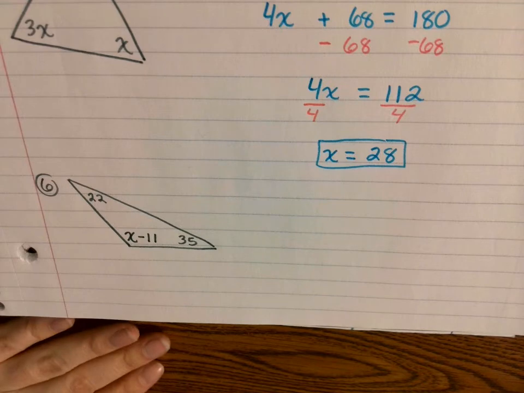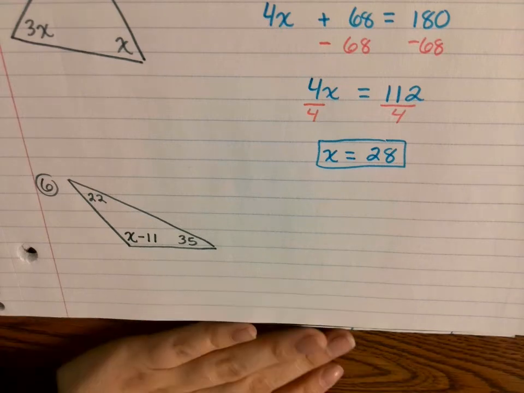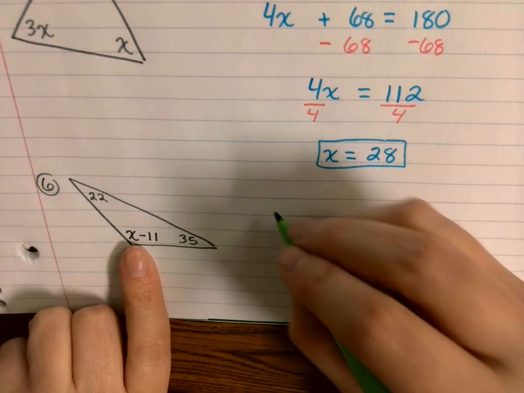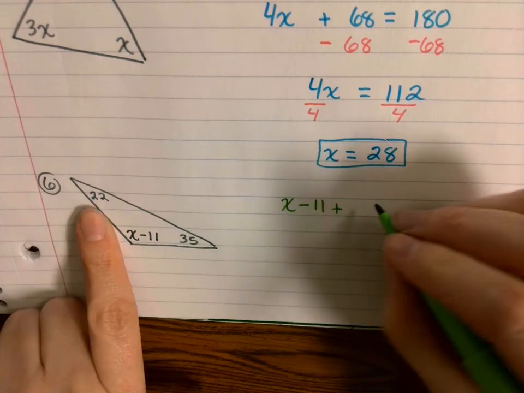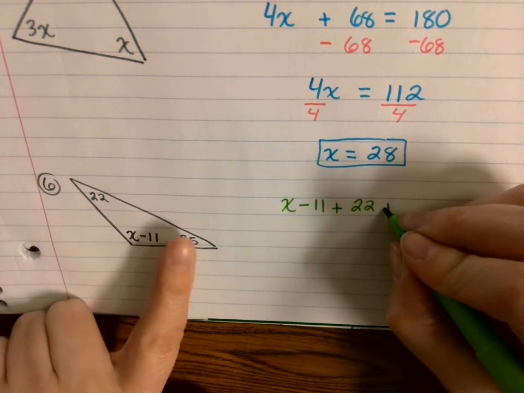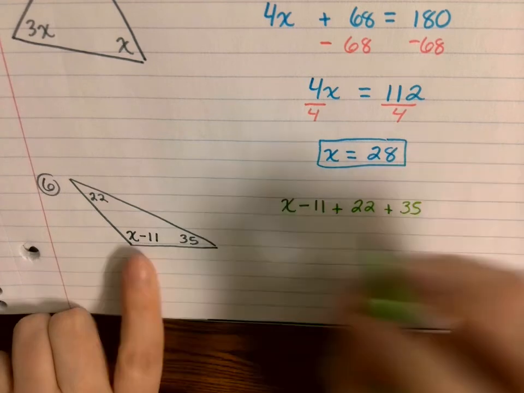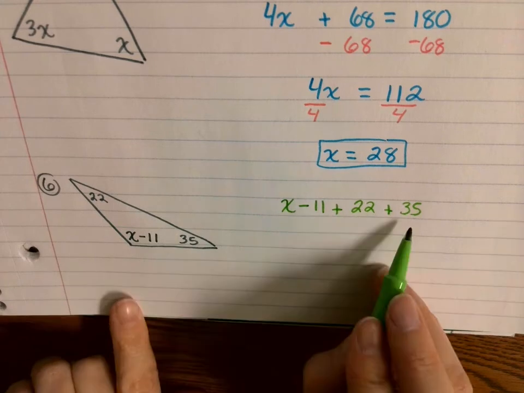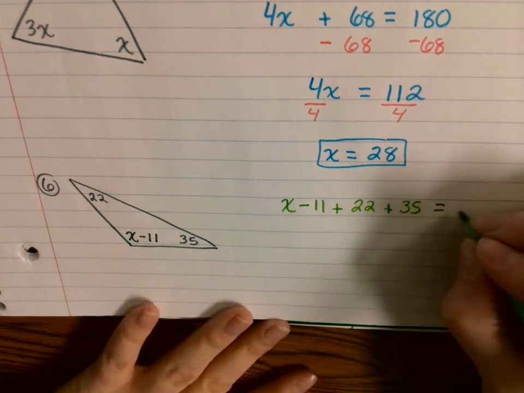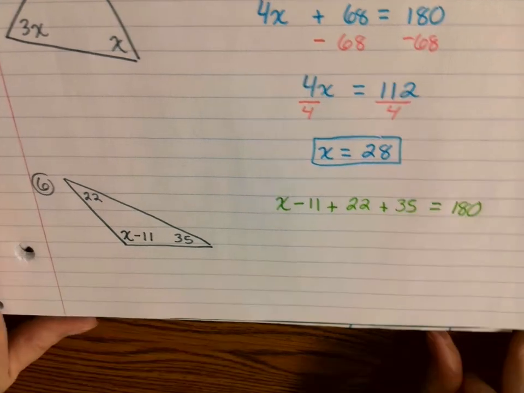All right, let's take a look at it. When you write this out, you should have written it out as x minus 11 plus 22 plus the 35, right? X minus 11 is the first angle, 22 is the second angle, 35 is the middle or the last angle. When we add them together, it should all equal 180. That's the beginning of our equation.